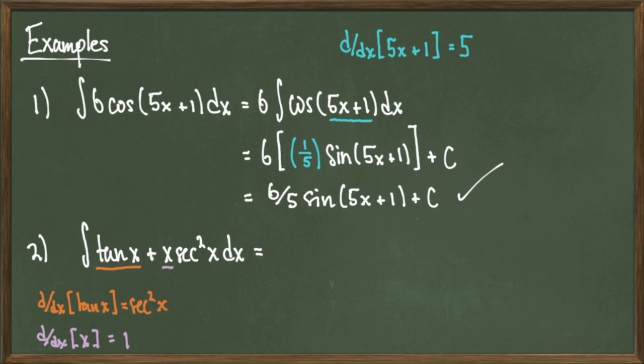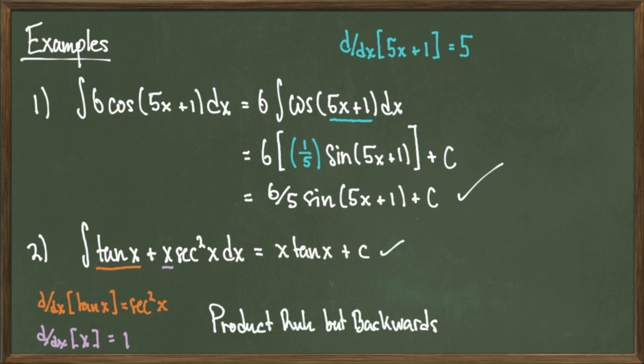So thinking about the product rule, if I'm looking at tangent of x plus x times secant squared of x, then it seems that I can put this all together and realize that this all came from x times tangent of x. If I were to take the derivative of x times tangent of x, then the product rule would give me tangent of x plus x times secant squared of x. So in a similar way to how problem 1 was the chain rule but almost in reverse, problem 2 is essentially the product rule but in reverse.